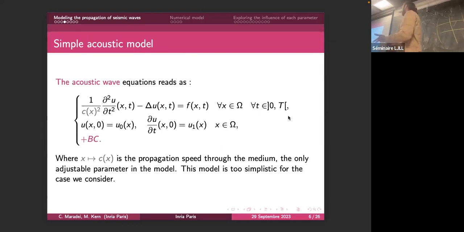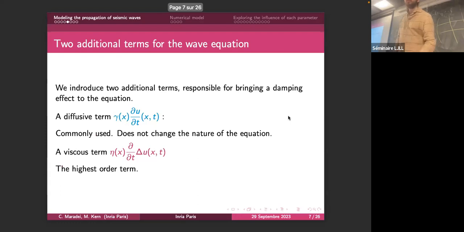So you could model this experiment using the acoustic wave equation. But the thing is, in this model, C, the propagation speed, is the only thing that can really characterize the change of medium. So we're going to want to do more than that, and we're going to add two additional terms.